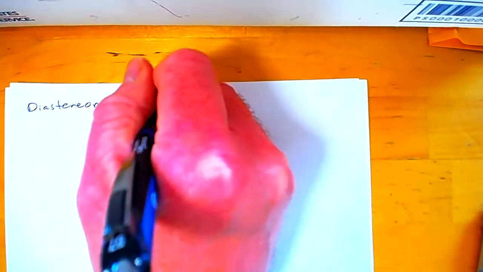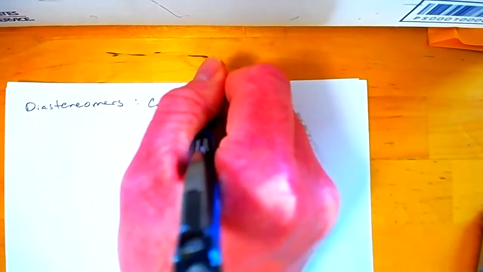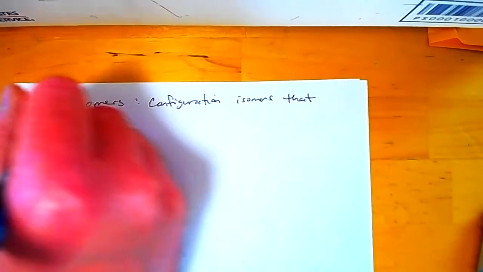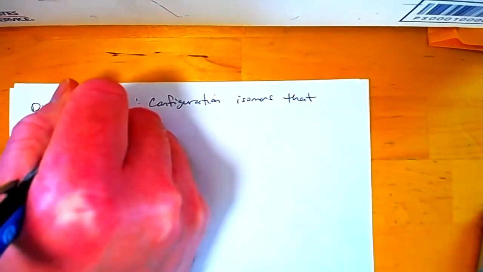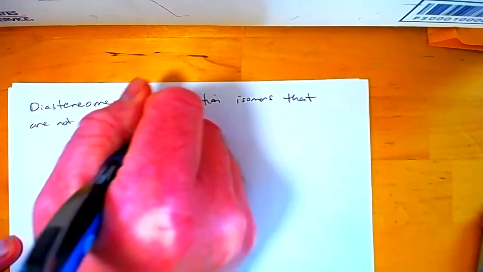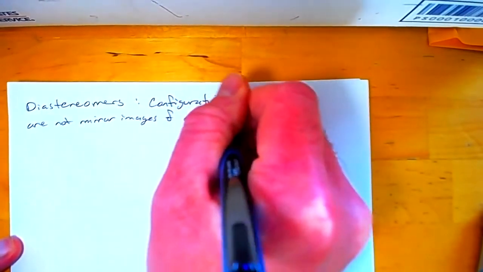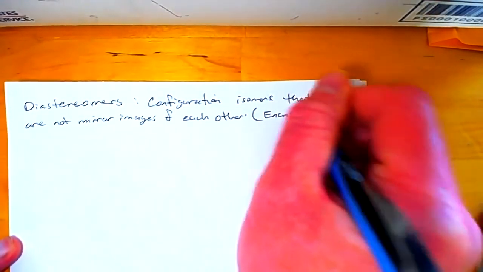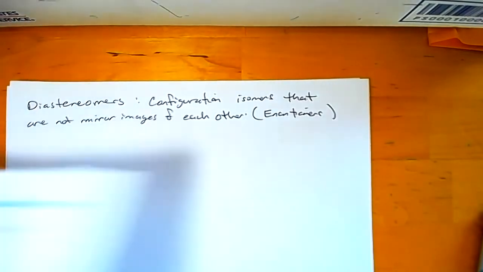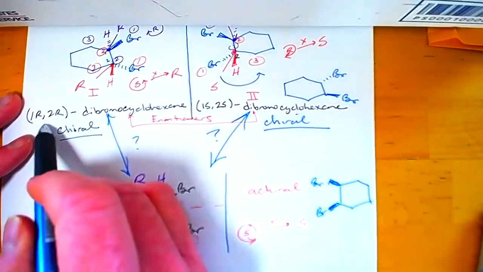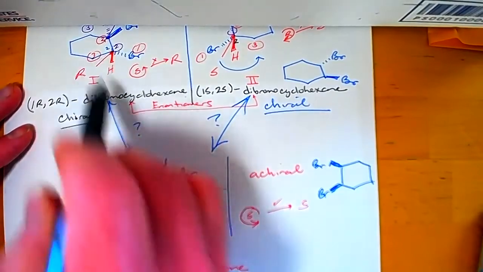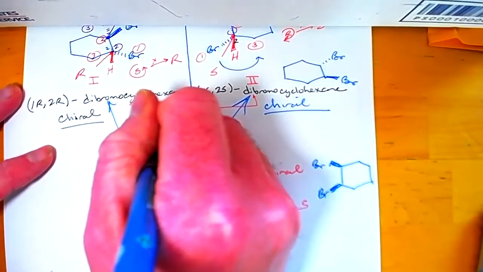Okay, diastereomers are configurational isomers that are not mirror images of each other. In other words, they're not enantiomers. Okay, so that means the relationship between the two trans compounds, the 1R,2R and the 1S,2S, and the meso compound, is that these are related to each other as diastereomers.